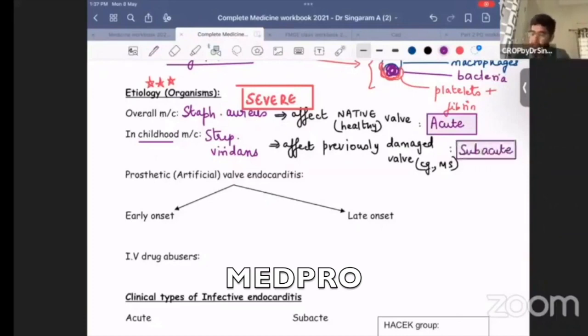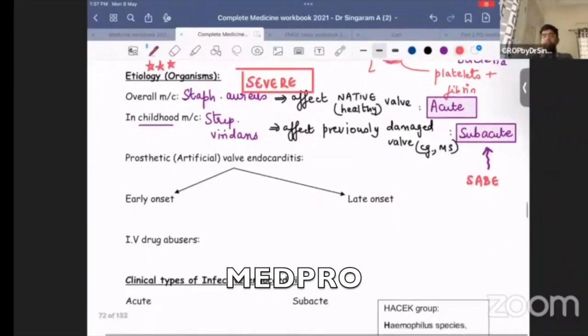Subacute endocarditis. This is what in your pathology classes they denoted by a very famous short form. What is that? SABE. What is that? Subacute bacterial endocarditis, which is a description for Streptococcus viridans associated endocarditis. Are you able to follow this? Right? So please make a note of this. Okay, right. So native valve and previously damaged valve, the organisms are different, but overall most common always is Staphylococcus aureus.